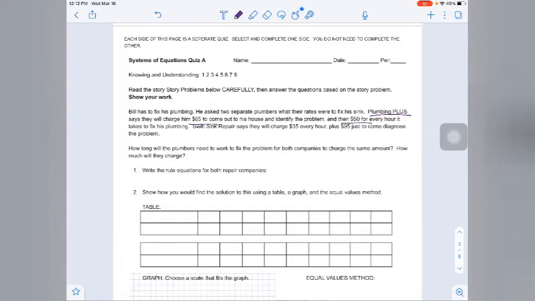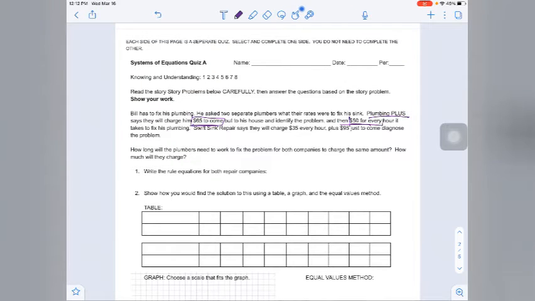So if they charge him, they're going to be coming out, and there's going to be one charge to show up at the house and another charge to work per hour once they get there. So the starting amount when they first get to his house is $65 just to come out, and then $50 for every hour. So if they stay for hours after they've figured out the problem working on it, they're going to charge more for that.